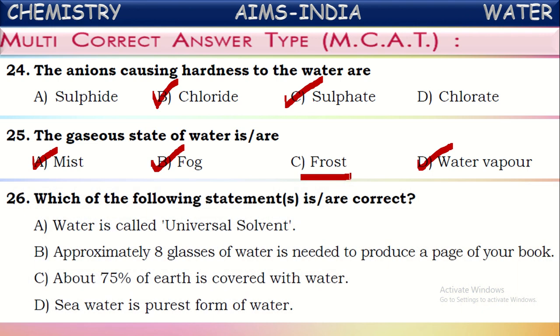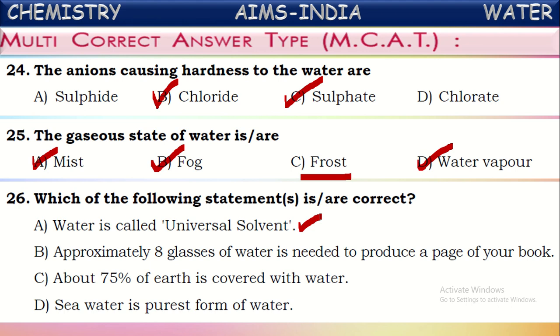Next, which of the following statements are correct? See the statements once. Water is called universal solvent. Is it called so? Yes, water is called universal solvent because water can dissolve almost all the substances into it. But of course, some substances are soluble to a large extent, but some are less soluble. But most of the substances are soluble in water. Because of this reason, water is called universal solvent.